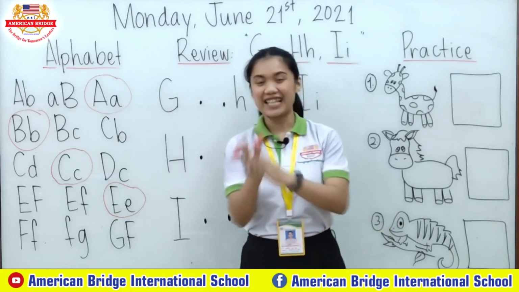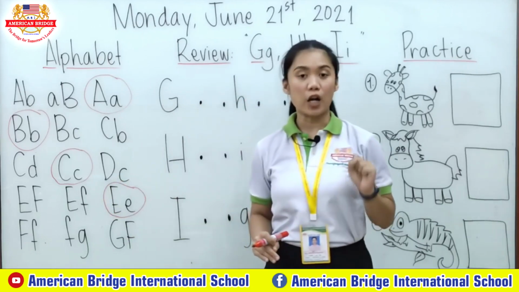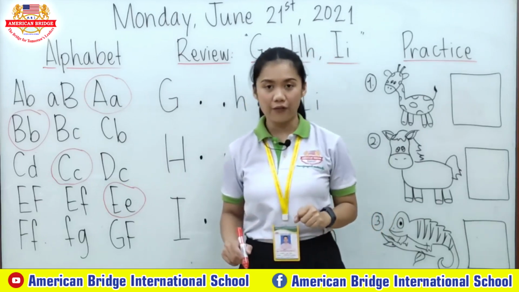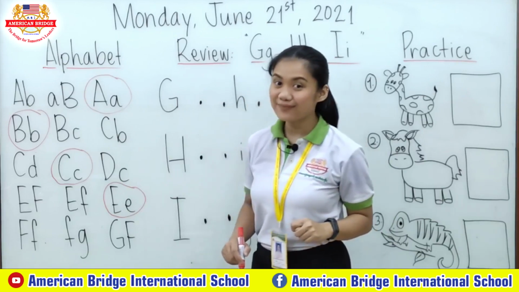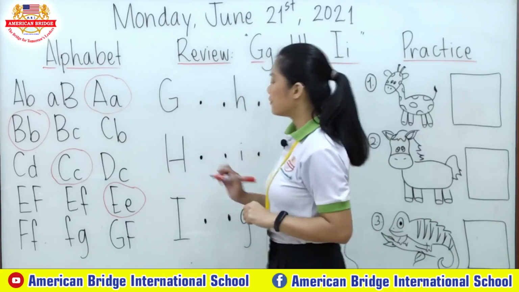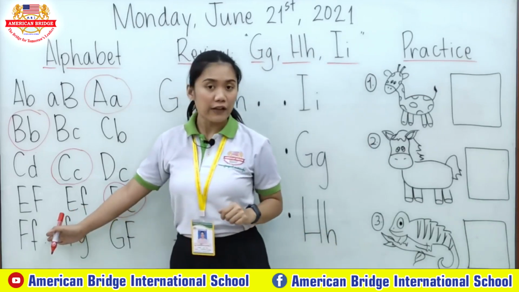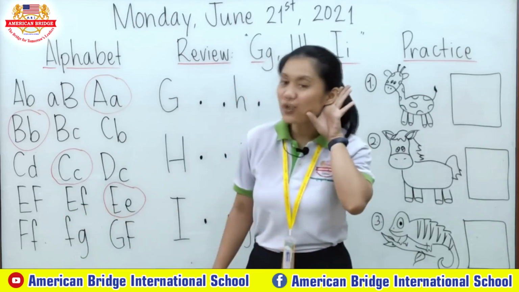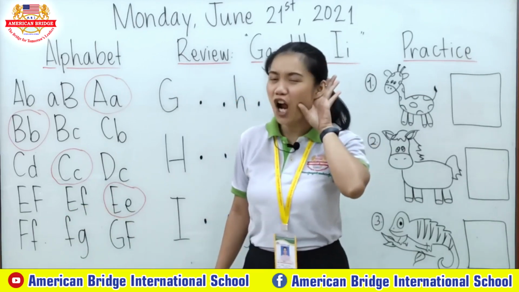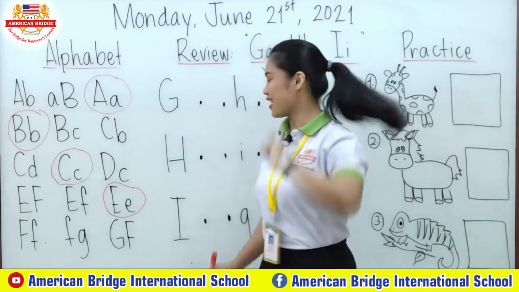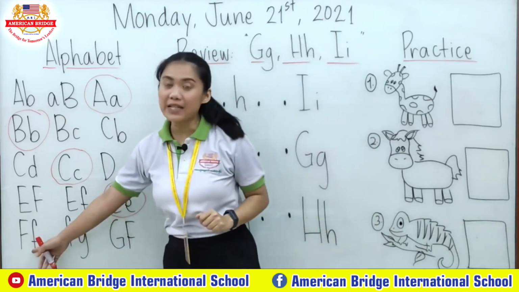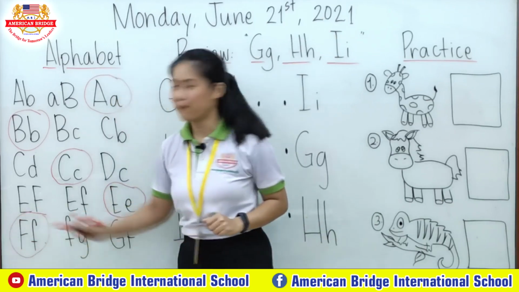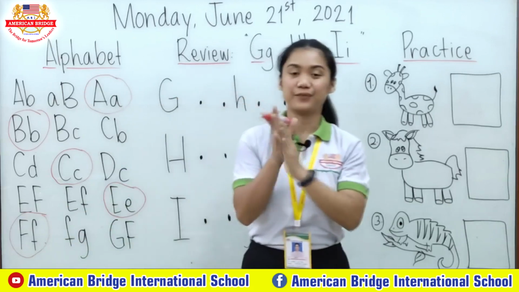Great job, everyone! Now, next letter that we are looking for is the capital F and the small letter F. Can you help teacher everyone? Great! Now, is this the correct letter that we are looking for? Are you sure? I can hear you. Say it louder. Yes, teacher! Great job! Let's circle the capital F and the small letter F. Great job, everyone! Clap for yourself!